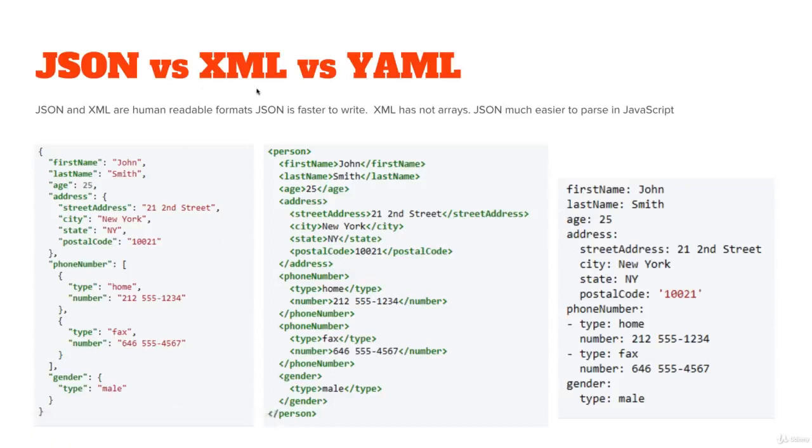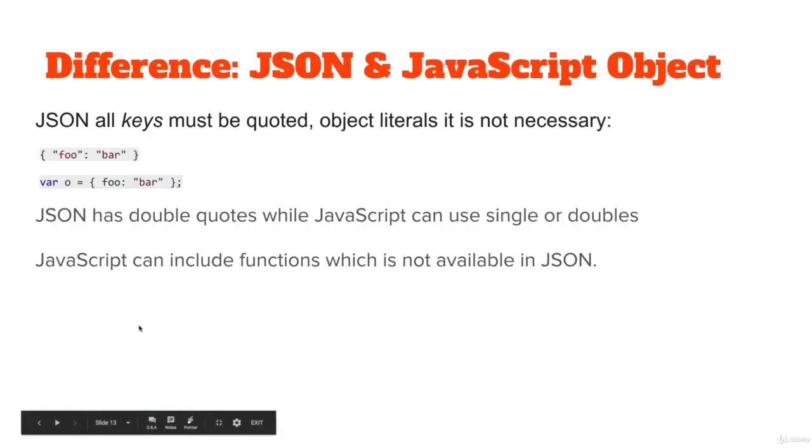So JSON versus XML versus YAML. So there are some differences. JSON's the one here on the left-hand side. So this is one of the easiest ones to read, write, and use within JavaScript. So there are some differences, of course, with JavaScript. Within JavaScript, we don't need to have the quotes around it. Within JSON, we need to have double quotes. So JavaScript can be single or double quotes. Also, we can't run any functions within JSON either.